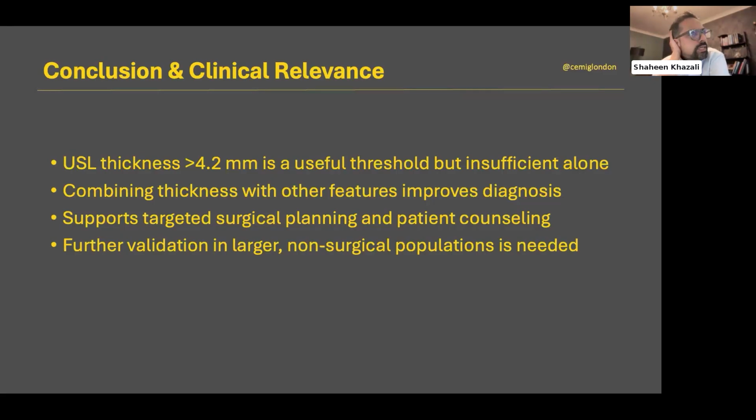What do you think, Flo, about targeted surgical planning and counseling? And how far do you think we should take it? And when does it stop being productive and maybe start being unproductive? Am I making sense?